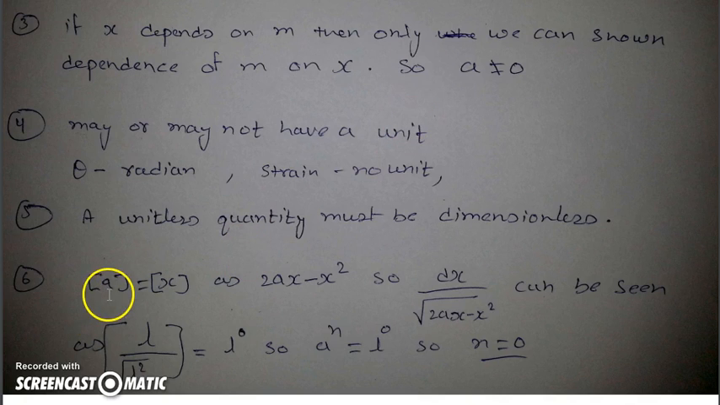We said dimension of a is x, because 2ax minus x square is given, and dimension of dx, which is nothing but a small value of x, will have the same dimension of x, divided by the dimension of x, so it is a dimensionless quantity. So a to the power n should match with L to the power 0, so n must be 0.